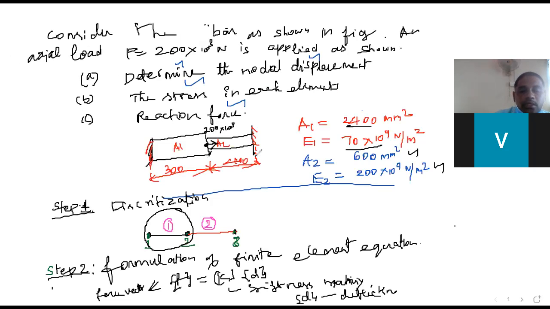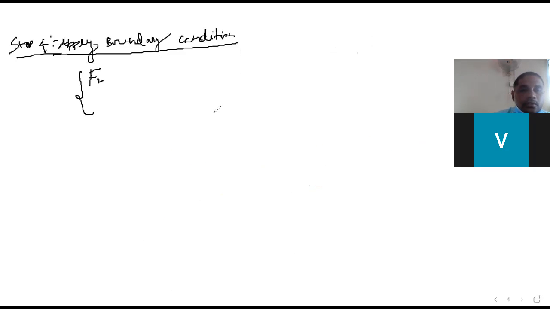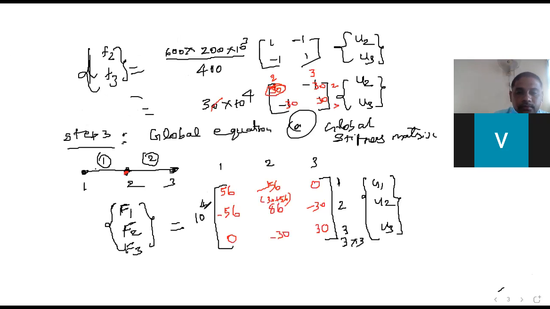So at node number 2, the force of 200 into 10 power 3 is acting, so you can put the value of f2. This is f1, f2 is 200 into 10 power 3, and the value of f3 you can put as it is, because we don't know the value. It is actually a reaction. Here you can take 10 power 4 as common, and the remaining thing you just copy.